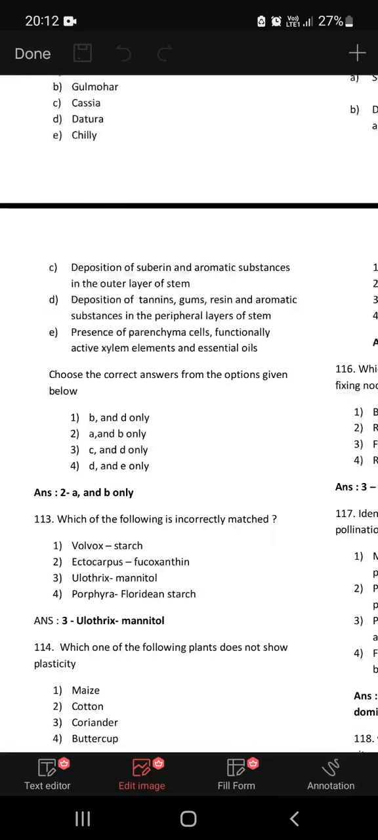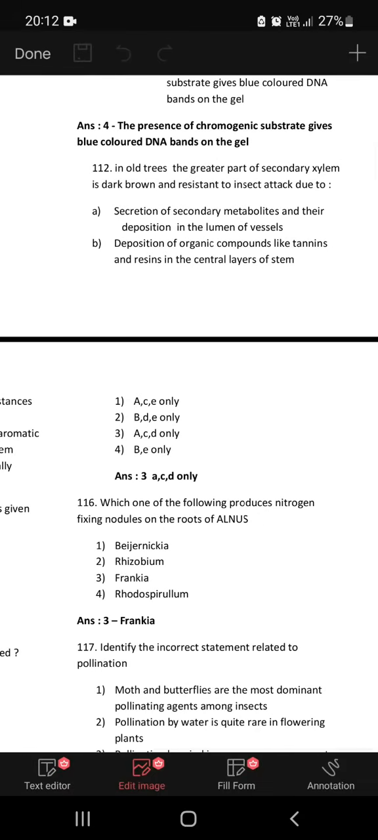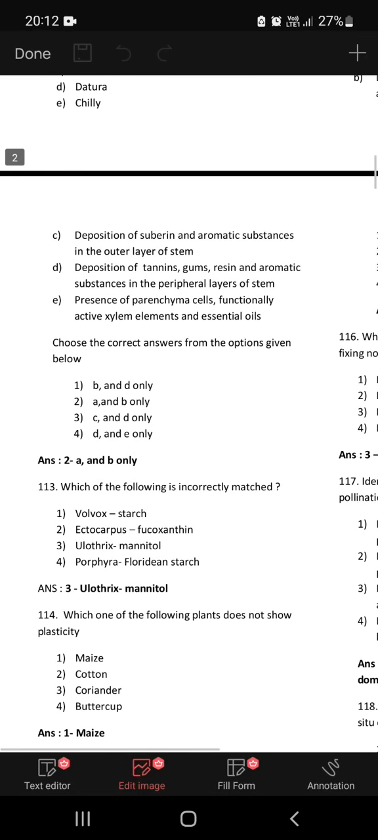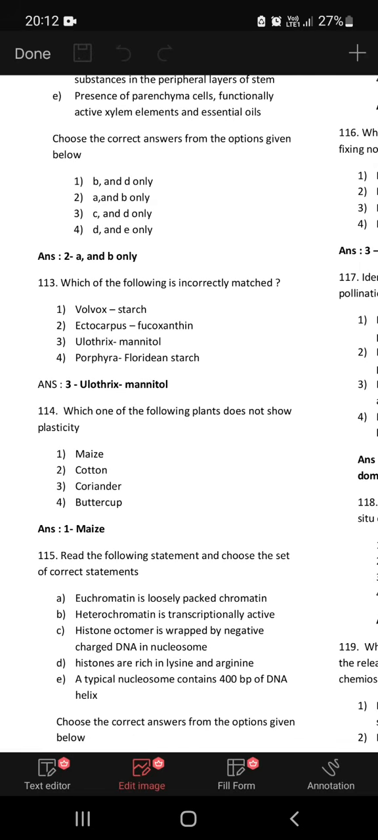Choose the correct answer from the options given below. So if you see this question also, there are two statements which are correct. So A and B statements are correct. Secretion of secondary metabolites and deposition of organic compounds like tannins and resins in the central layer of stem. So the second option, A and B only, is the right answer. So again, this is a voluminous question. So it is not easy. You have to read all the statements and then analyze it. So it takes nearly 1 minute for it.